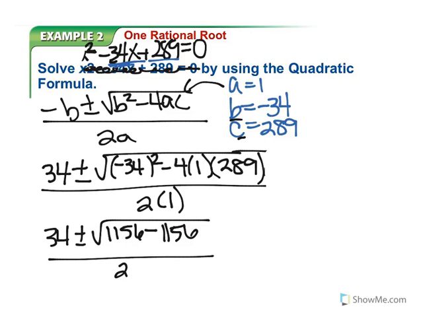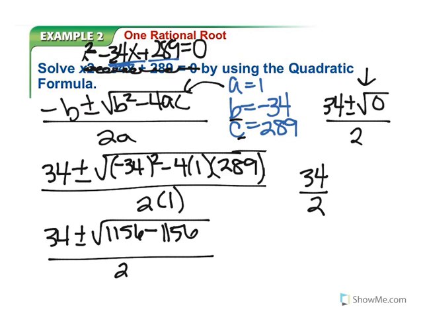Well, 1,156 minus 1,156 is 0, so we have 34 plus or minus the square root of 0 divided by 2. Well, the square root of 0 is just 0, so we have 34 divided by 2. This kind of cancels out. And we have 34 divided by 2, which is 17. So in this case, we only have one rational root, x equals 17.